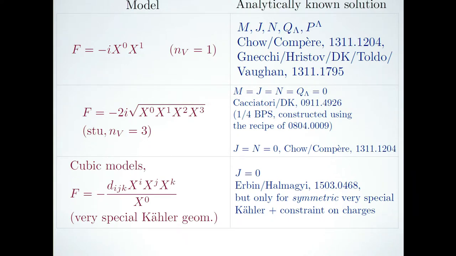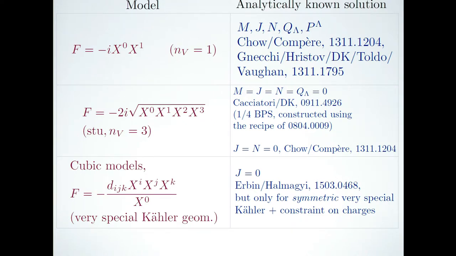So in the first column, you have the prepotential, which you see is always a homogeneous function of degree 2. One of the simplest ones that you can write down is this, x0, x1, which is a model with just one vector multiplet. And the most general solution is known, which has mass, angular momentum, net charge, electric and magnetic charges. It was obtained in this paper by Chow and Compère, and also in this one written with my collaborators.